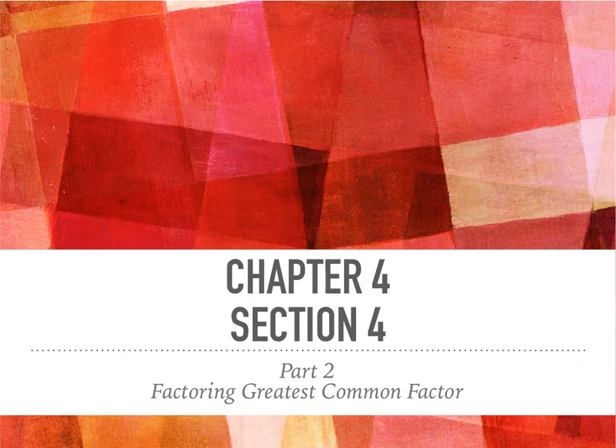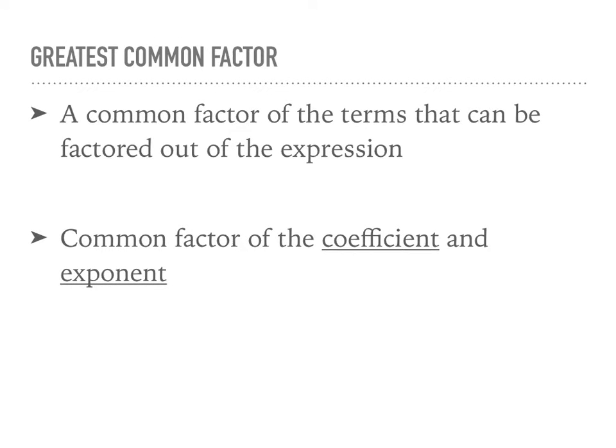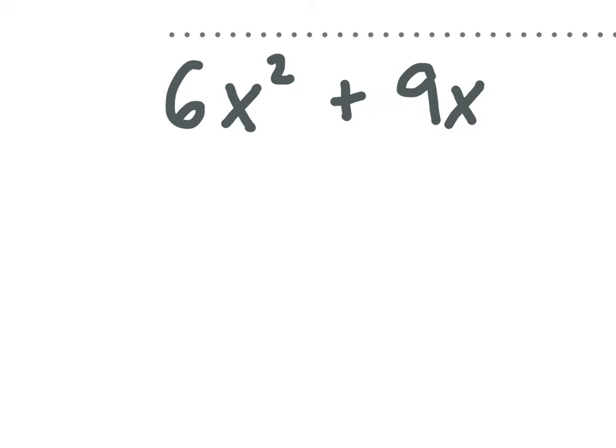Okay, so 4.4 part 2 deals with factoring using the greatest common factor. A common factor of the terms that can be factored out of the expression is going to be our greatest common factor. So we're going to factor out a coefficient, meaning the number, and an exponent, meaning like the x's. So we're going to factor out the greatest possible coefficient and the greatest possible exponent that we can. So let's look at example 1.